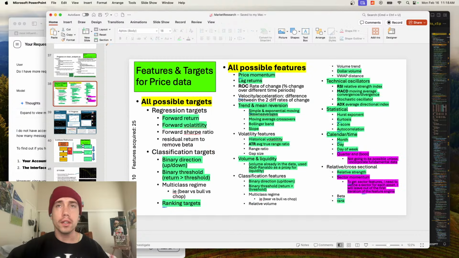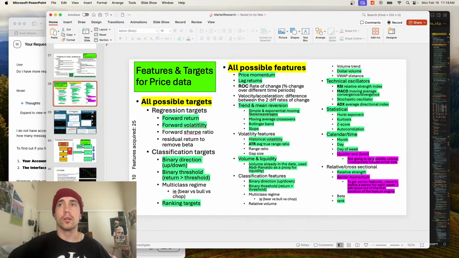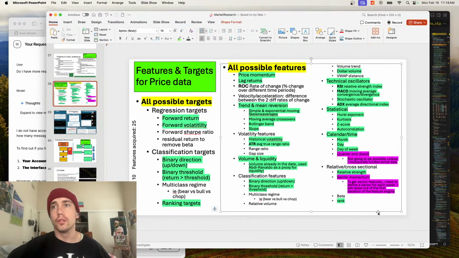So here are the features and targets I want. I've got 25 so far, just of features, not including targets. So these guys over here, the right two most columns, middle column, right column. Highlighted in green are features which I have. Highlighted in magenta are things that I'm not going to be able to incorporate, or at least that will be a lot harder to incorporate. So I'm leaving those out for now.